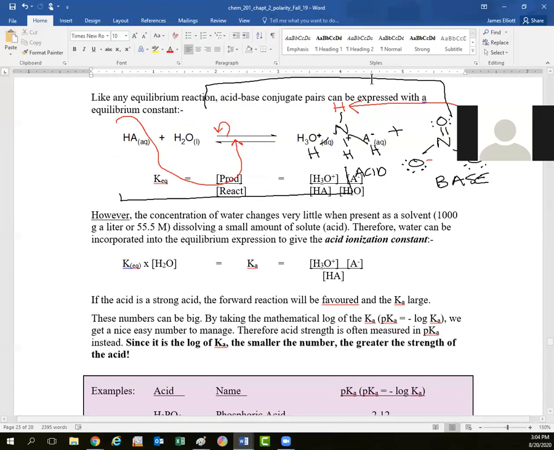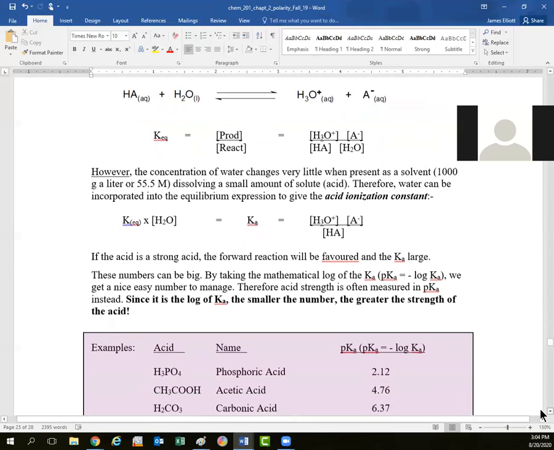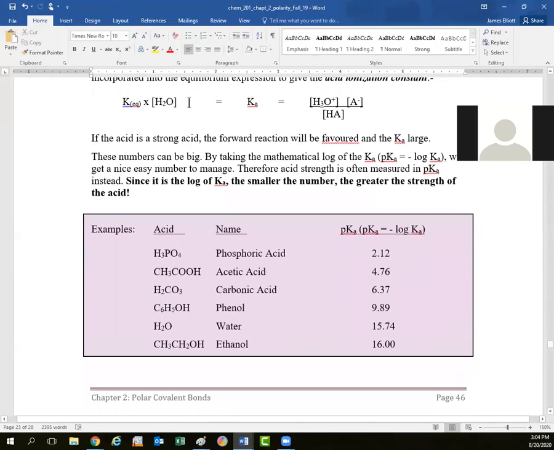Oh, let's clean up the page. So as we solve for the presence of water, incorporate it into the equilibrium constant, we now have what we call the Ka, the acid ionization constant. Just a fancy term for the equilibrium constant for an acid in water when we realize that the concentration of water doesn't change.